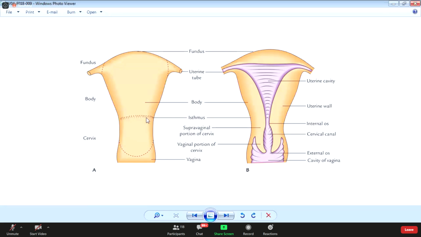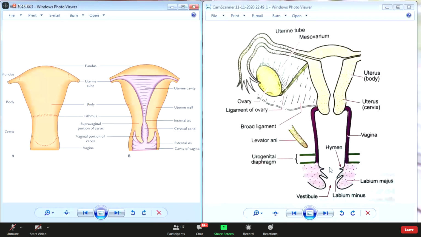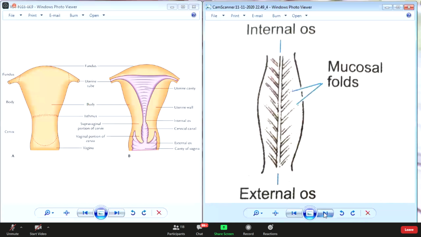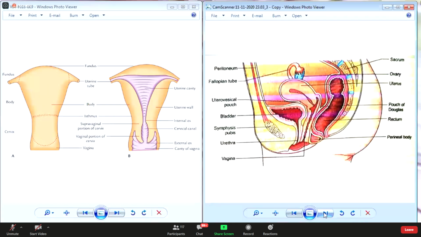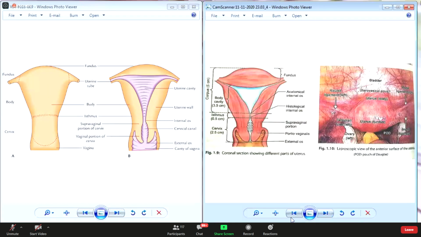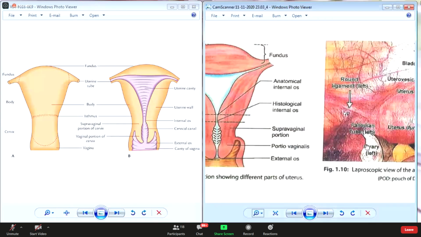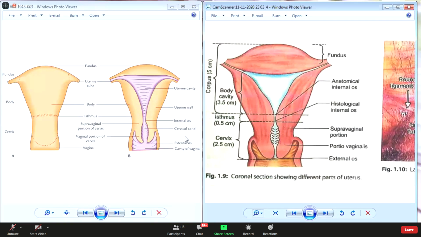How will you identify the parts? There is one thing called the isthmus, right? Here is one thing that is called the isthmus. You can see it. This is the isthmus. But obstetricians see it in a bit different way. Let me show it to you. They have added one more thing.